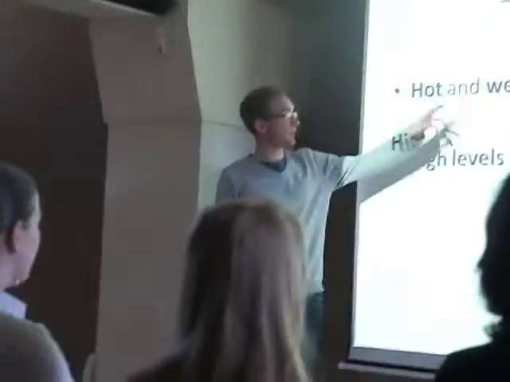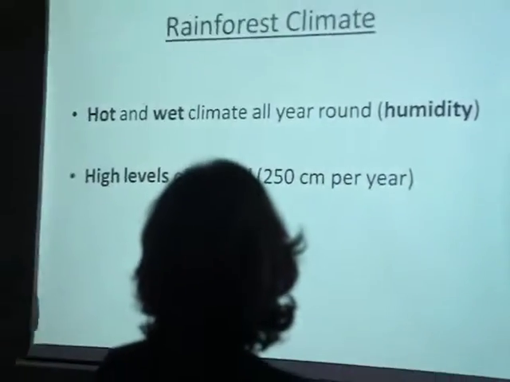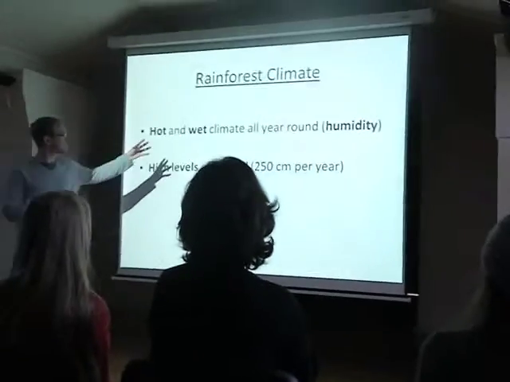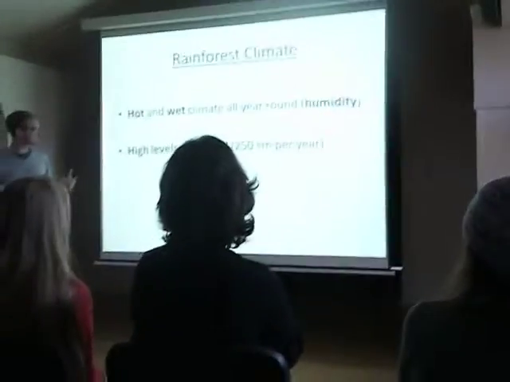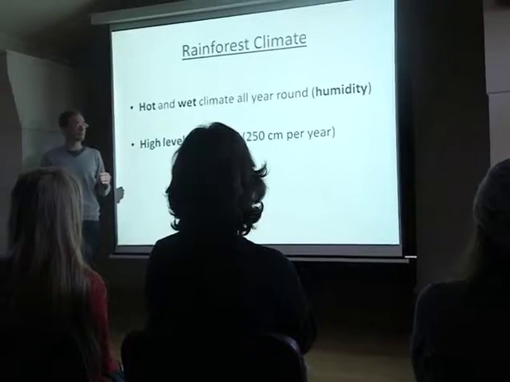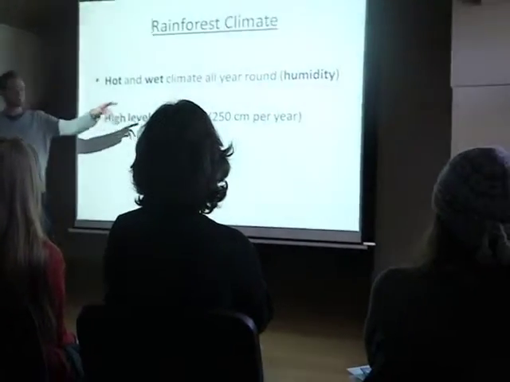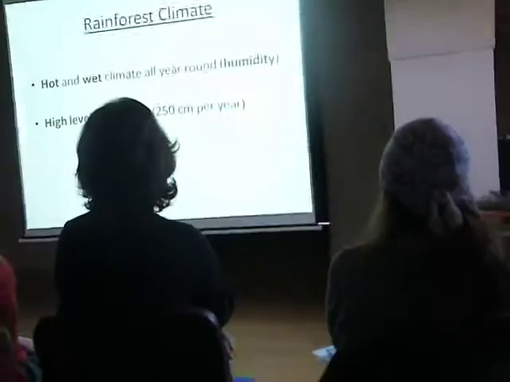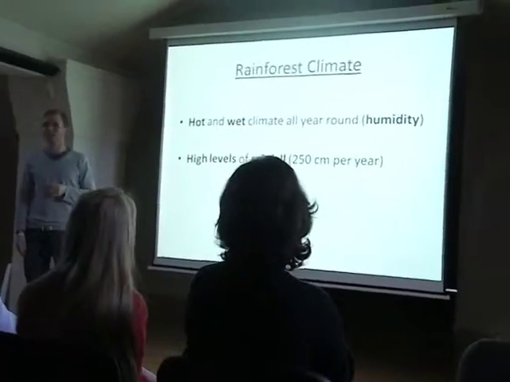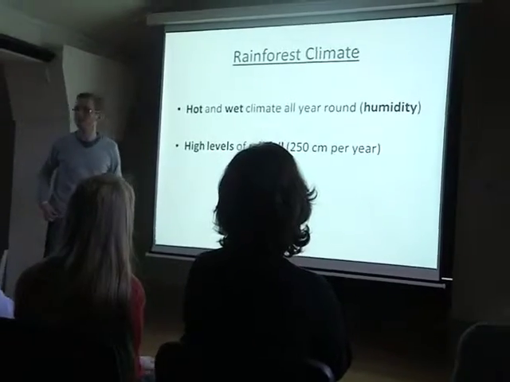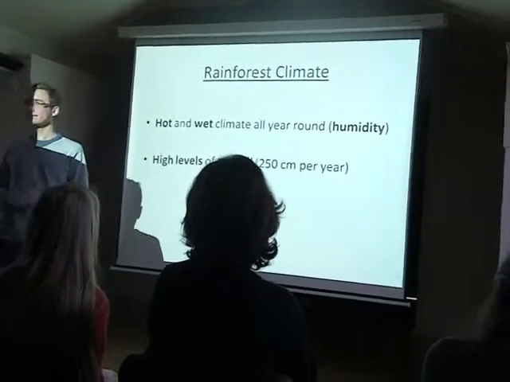Let's have a look. Characteristics: hot and wet climate all year round. The combination of the heat and the dampness, the wet, is called humidity. Very humid conditions, it's like being in a sauna. And high levels of rainfall, 2.5 meters per year, which is a lot. It's an average. Because in Batumi we have 3.5 meters.